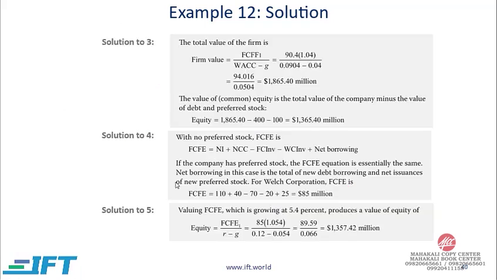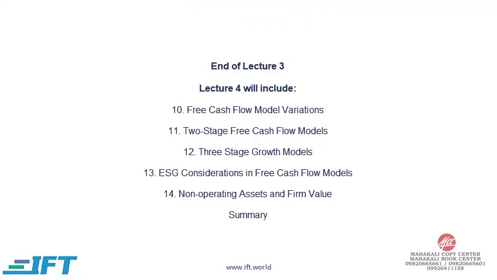So you can go through the solution. You come up with FCFF at the end of period 1 and then use Gordon growth to come up with the value of the firm. Then you come up with the value of the equity by taking firm value and subtracting the market value of debt and the market value of preferred shares.